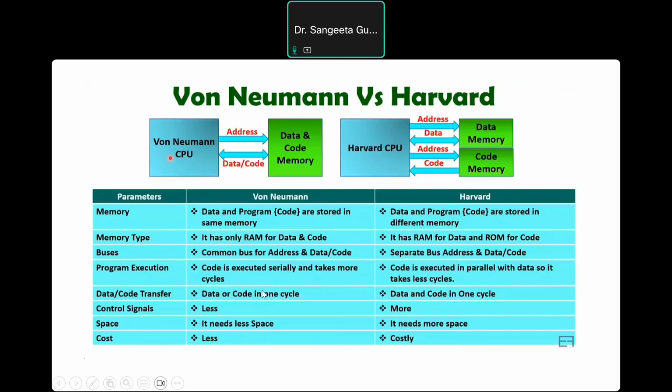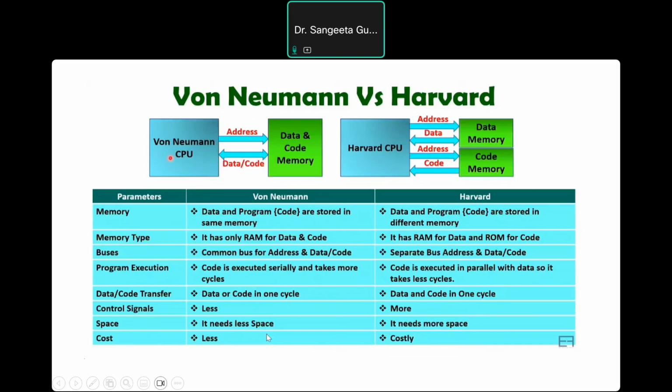In von Neumann, either data or code can be transferred at once, whereas in Harvard architecture, both data and code can be transferred at once. And when we talk about the control signals, fewer control signals are generated in von Neumann, whereas more control signals are generated in Harvard architecture. Space required is less in von Neumann, whereas space required is more in Harvard architecture.